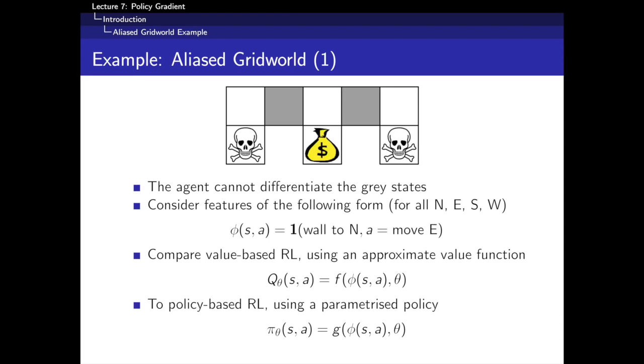Yeah? You're not going to be able to tell the difference between those two grey squares with the features. Right. So the point was that these two grey squares are aliased. There's no way to tell the difference between these two grey squares using the features that you have. Like if you're here and going west, or if you're here and going west, those two things look exactly the same to you. Because you've got a wall to the north, you've got a wall to the south, and you're going west. So your feature vector will be identical, and you can't tell the difference between those two states.